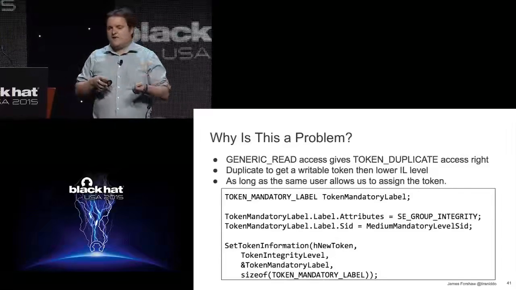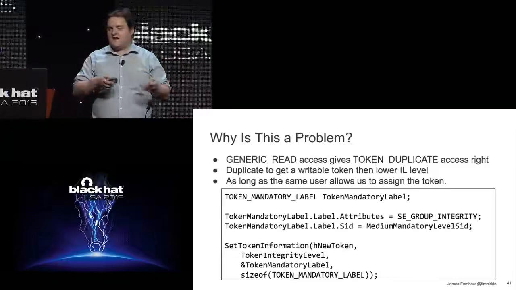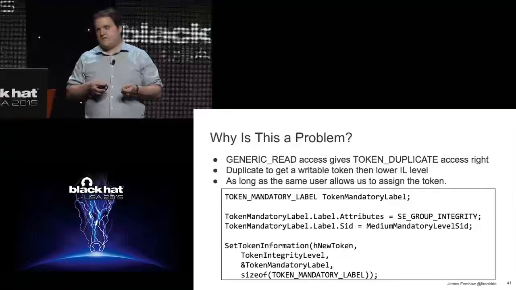So you can open it for read access, and read access gives you token duplicate access right, at which point you can convert this into any other token you like, gain any other privileges. If you lower the IL, you can then do some fun stuff, impersonate that token, and do some privilege escalation.